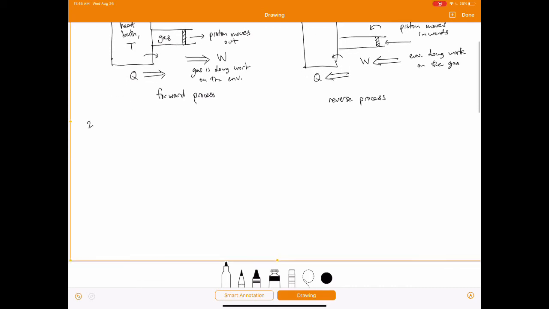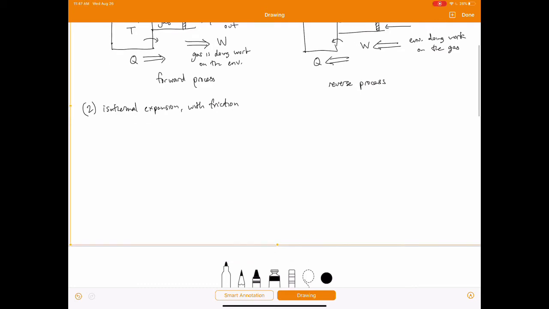But now if we look at the case with friction, isothermal expansion with friction, there's a little bit more going on in this picture. So we still have a heat bath, a cylinder containing some gas with a piston that encloses it. And in the forward process, the gas is expanding, so the piston is moving out this way.